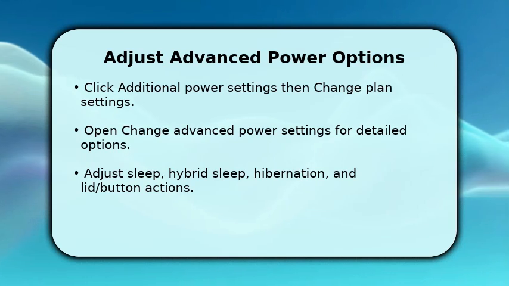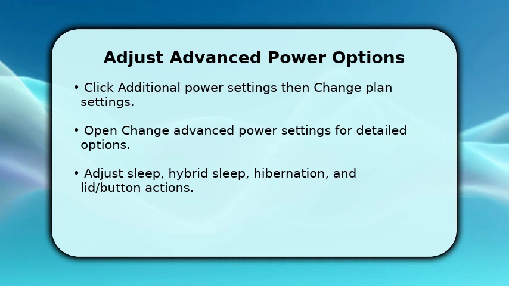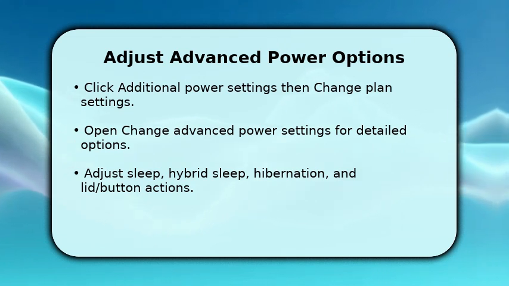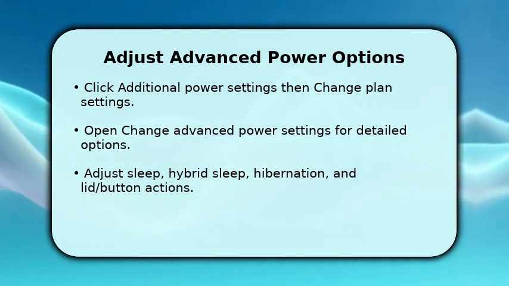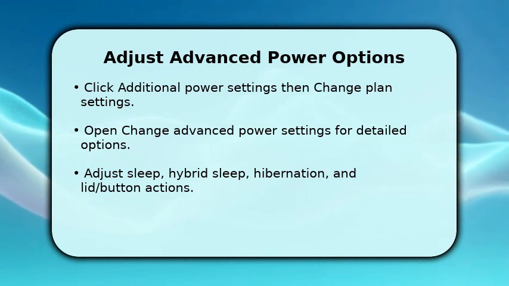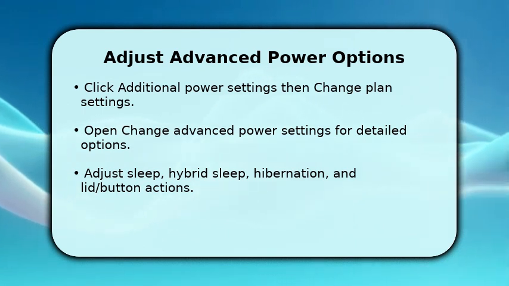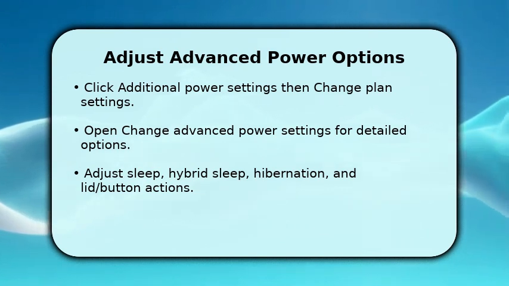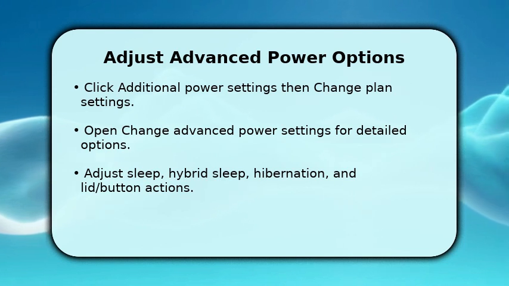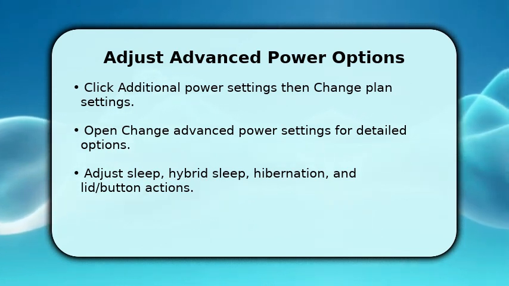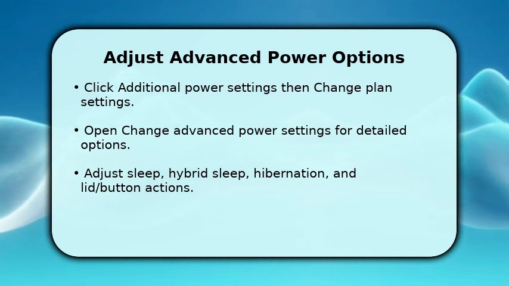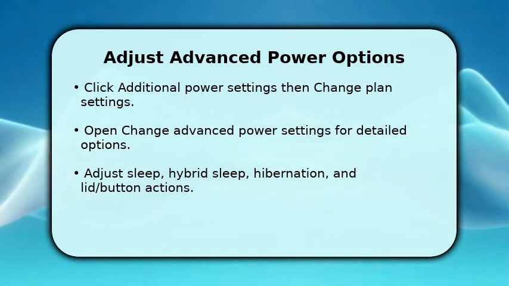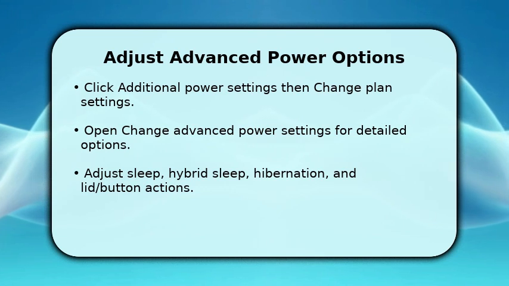Once done with the basic timeouts, click Additional Power Settings to open your power plan and select Change Advanced Power Settings. You'll find Sleep, Allow Hybrid Sleep, Hibernate After, and Lid Close Action here. Each setting changes how quickly the PC enters low power states and what happens when you close the lid or press the power button. Make sure to disable Hybrid Sleep if you want consistent behavior across restarts, and set hibernation timings only if you understand the trade-off between wake speed and power savings.